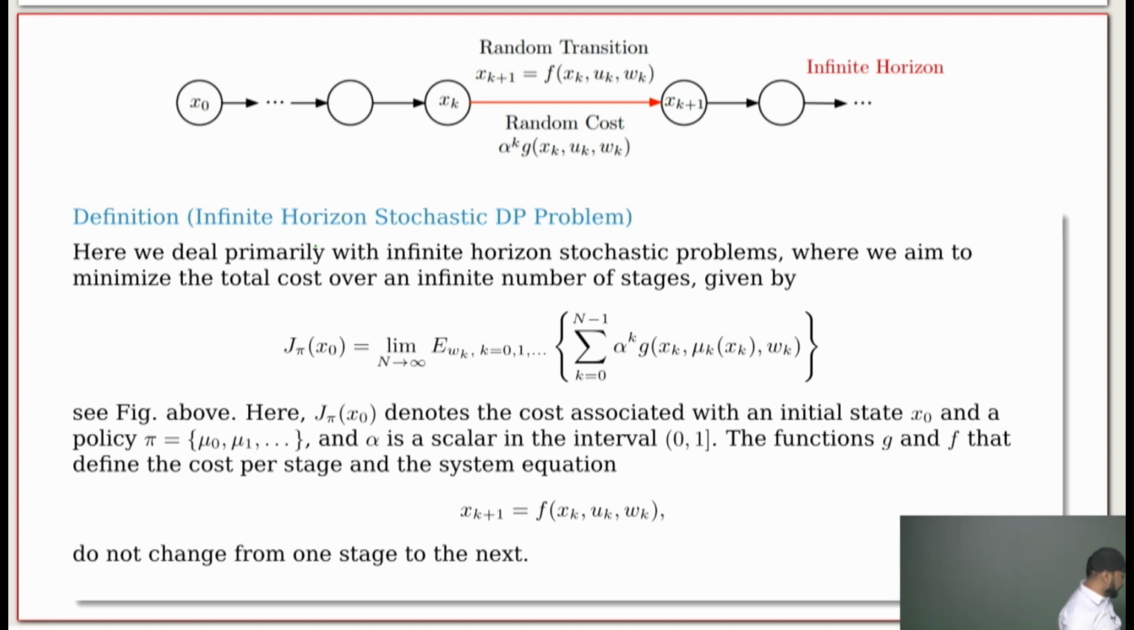The functions g and f define the cost per stage, and the system equation is given by this. For the moment we assume that f is not changing from one step to the next. There is a function that for a given k produces some output, but the same function when applied on x_k, u_k, w_k, which changes, produces a different output. So we are not saying that it is f_k, the same f, but depending on the state, it's a function that produces different states. So we can leave it here.